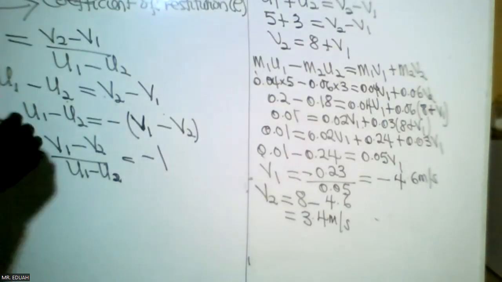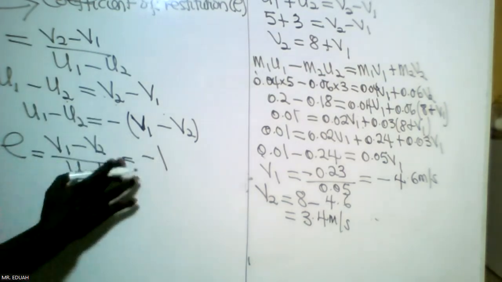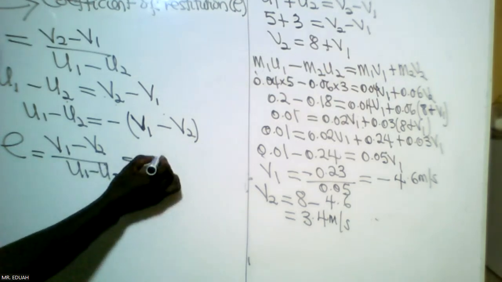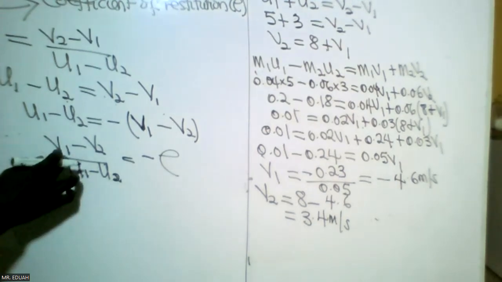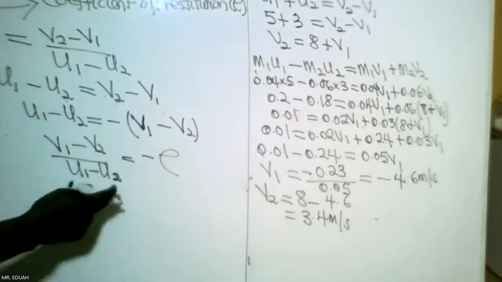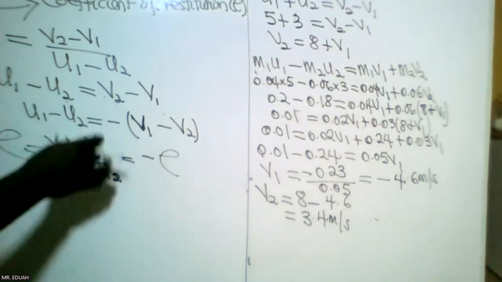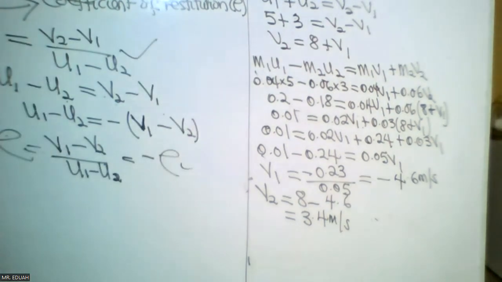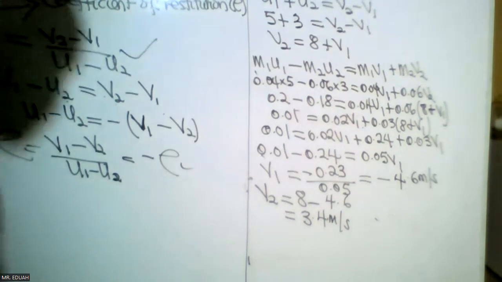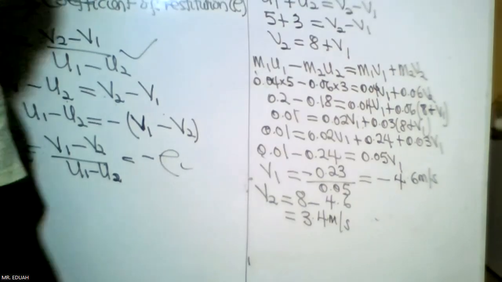So it can be this. Okay. Sometimes what we do is that instead of the negative affecting the E, we have V1 minus V2 over U1 minus U2 equal to negative E, or we equate E to negative that ratio. Whether you are presenting it this way or this way, the value is the same. Okay. Please, is that okay?